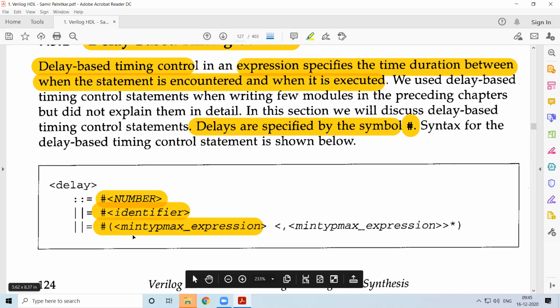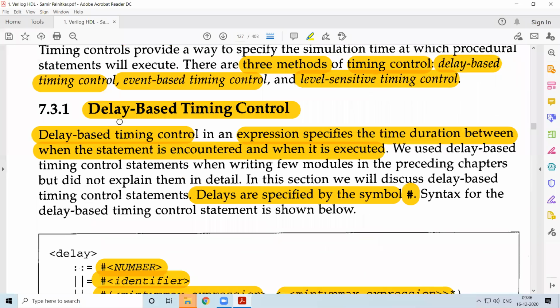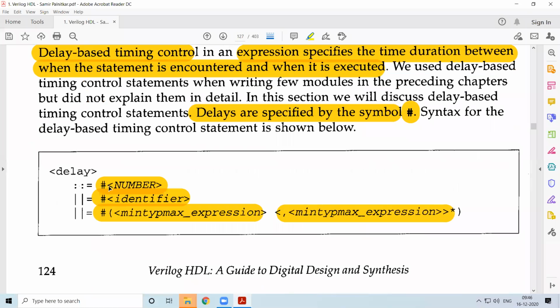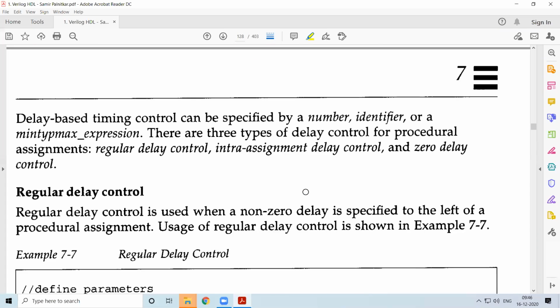Previously we had studied this: the rise time, fall time, and turn off time. For these three we had specified minimum, typical, and maximum values. So we can use the expressions pertaining to these. We can specify the delay for delay-based timing control in three different forms: with a number, with an identifier, or with the expression relevant to min, typical, and maximum. Let us look at examples pertaining to this.